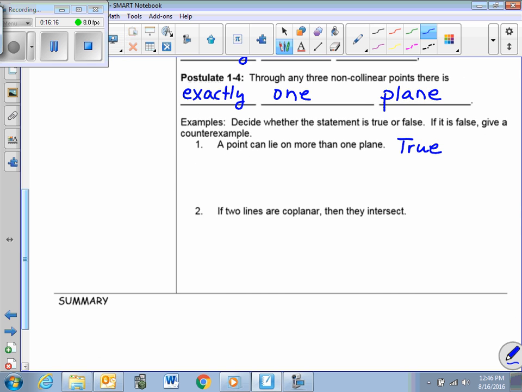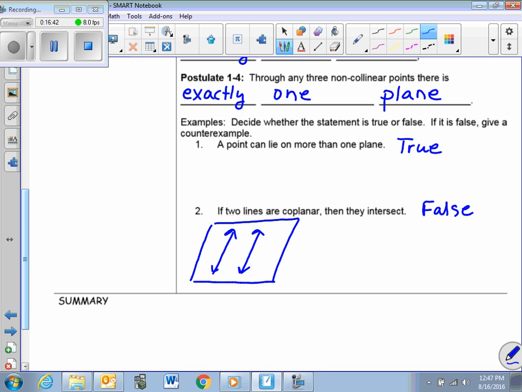If 2 lines are coplanar, then they intersect. So let's pretend like here's our plane here. Got to think about this for a second. 2 lines that are coplanar. Oh, what kind of lines don't intersect that are coplanar? Parallel lines, right? They're coplanar and they never intersect. So this is false. And our counterexample is parallel lines.